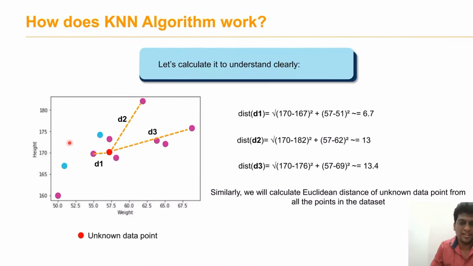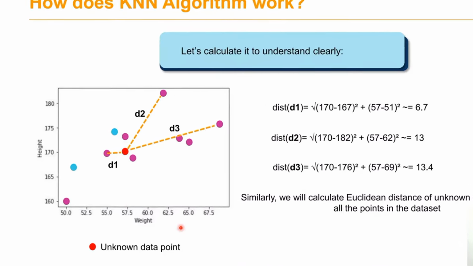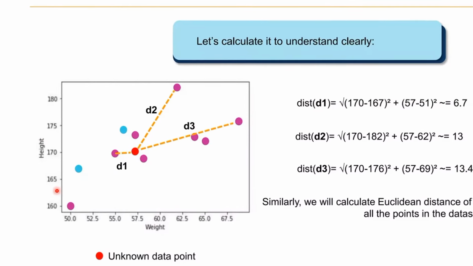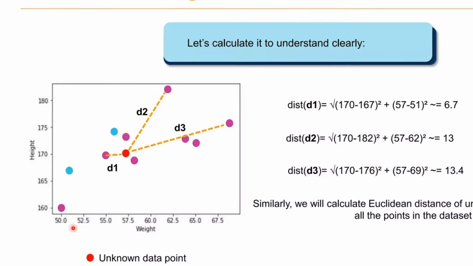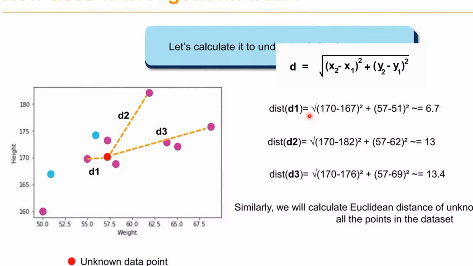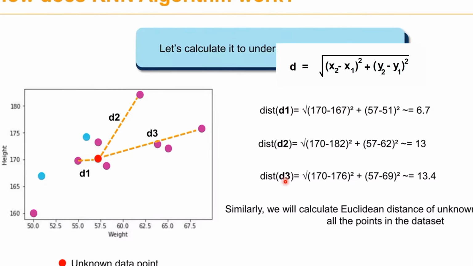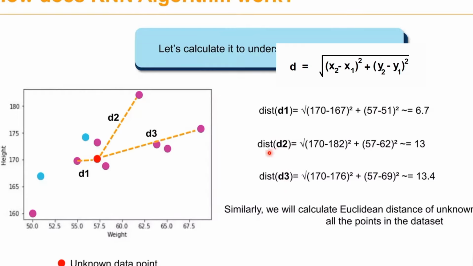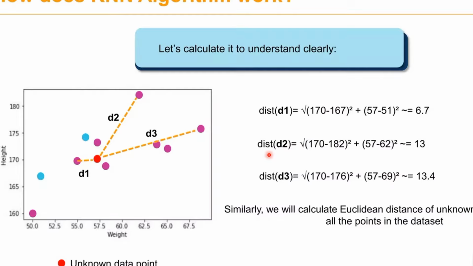Now we have to plot out a graph. In the x-axis we have weight and in the y-axis we have height. So all the data points are marked here. Now we are calculating d1, d2, d3 with the help of the Euclidean distance. To find out the unknown data point, we calculate the distance among the points.